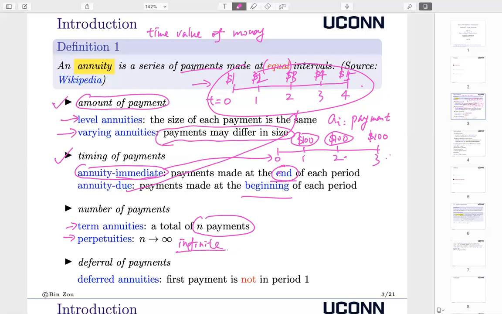So there are infinite amount of payments. The fourth criterion we consider is whether there is a deferral. Deferral means the first payment is not paid in period 1. So let's look at the example.